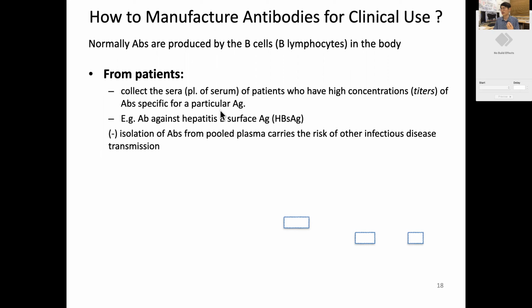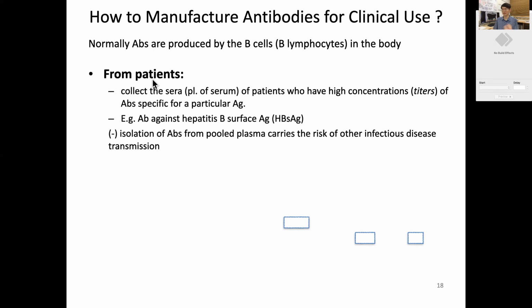For example, if there's hepatitis B as an antigen, then antibody against hepatitis B surface antigen, writing down HBsAg, we can collect the serum of these patients and isolate those antibodies from this pooled plasma. One of the risks is that this isolation carries the risk that other kinds of infectious disease can be transmitted, for example HIV, which will be a big problem. So this is one way to collect antibodies.